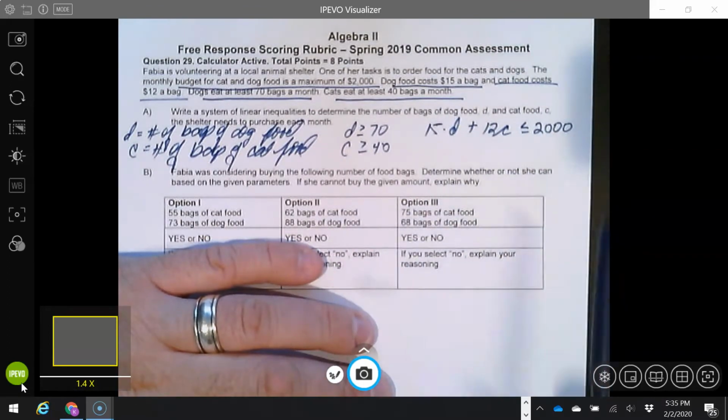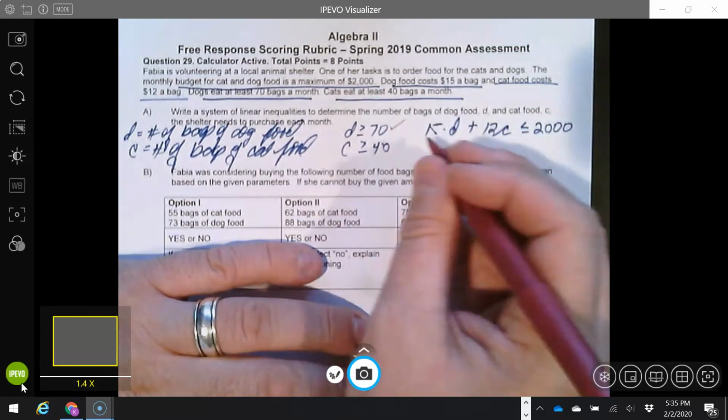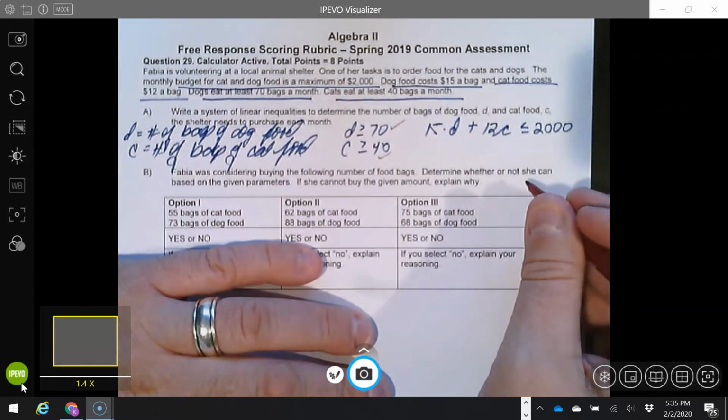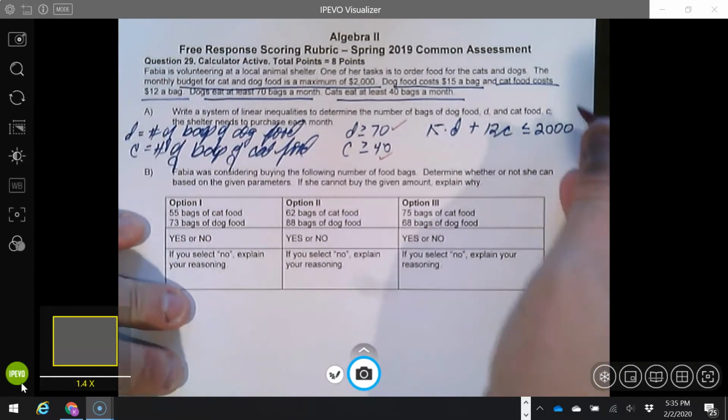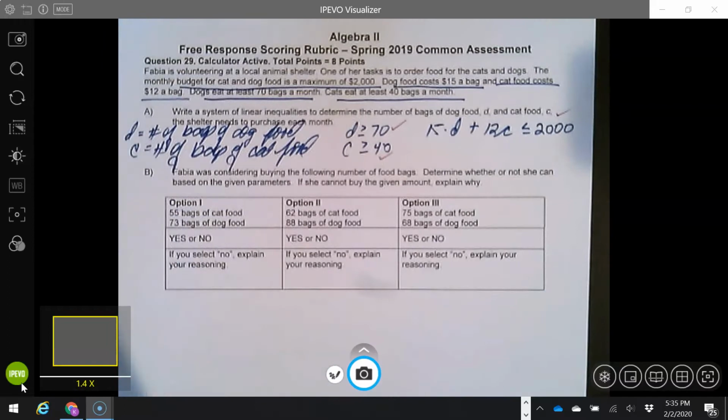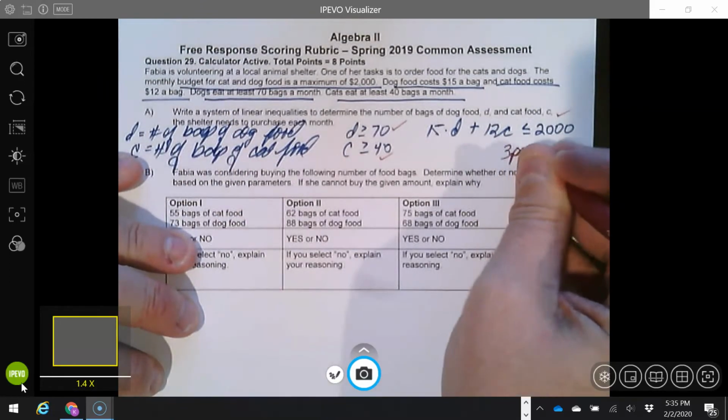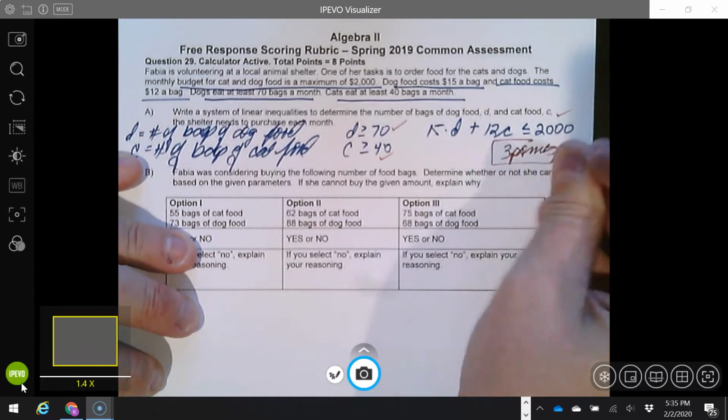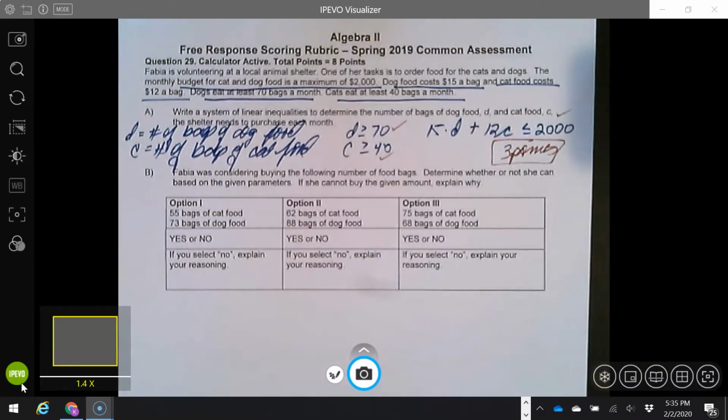Those are the three inequalities that you would need to set up. You've got D greater than or equal to 70, C greater than or equal to 40, and then this 15D plus 12C is less than or equal to 2,000 for a grand total of 3 points. That's part A.